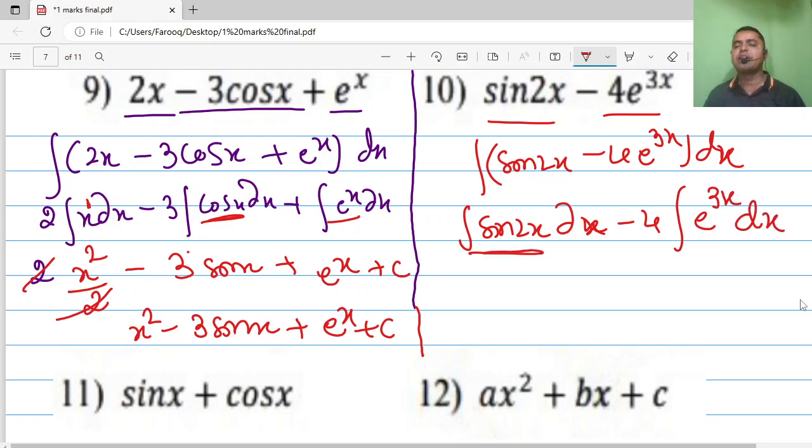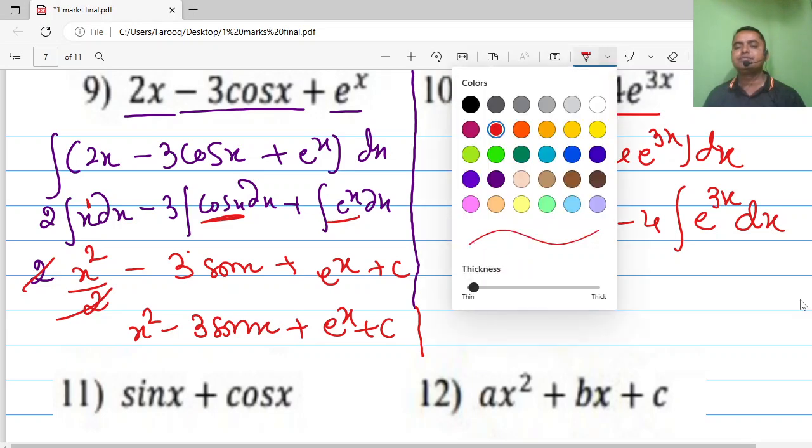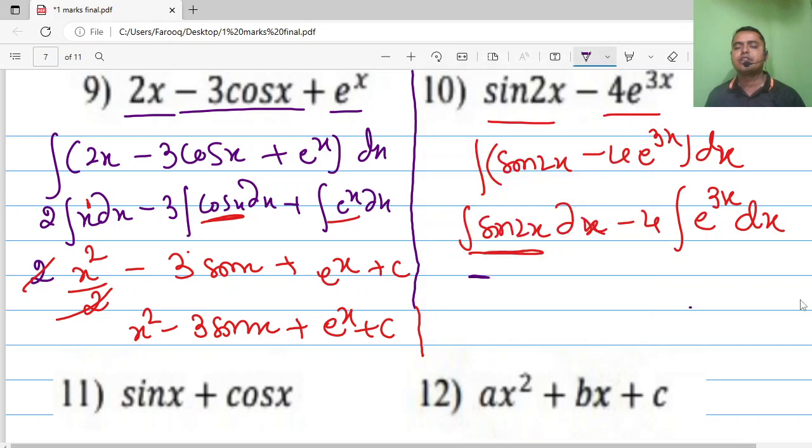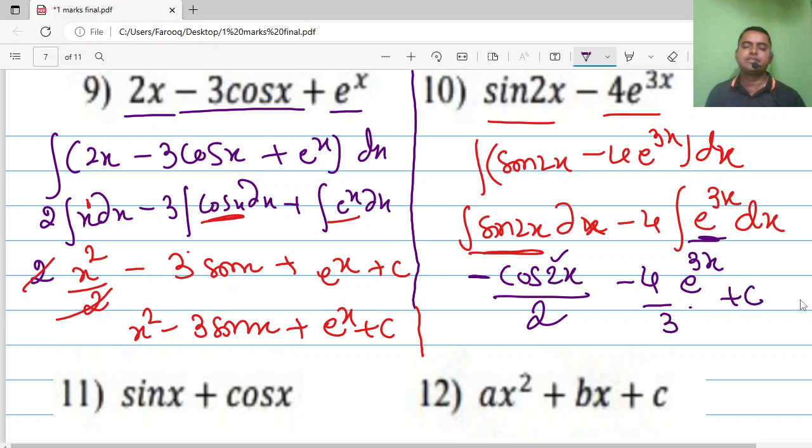Integration of sine is minus cos. That is minus cos 2x. The coefficient of x is 2 here, so divided by 2, minus 4. Integration of e raised to 3x is e raised to 3x divided by 3 plus c.